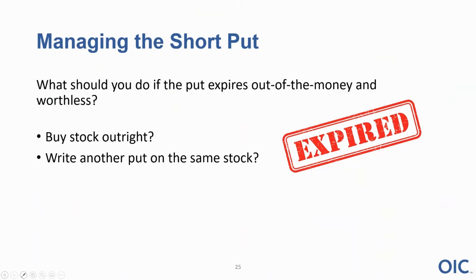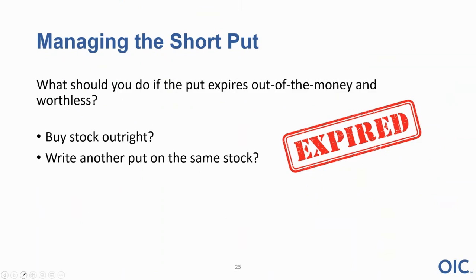And if you really wanted to own the stock, then maybe you simply buy it outright. Stock was trading 100. You sold a 96 strike put. You thought the stock was going to get down there and you could buy it on the cheap. Stock only got down to 97. Your put expires worthless.